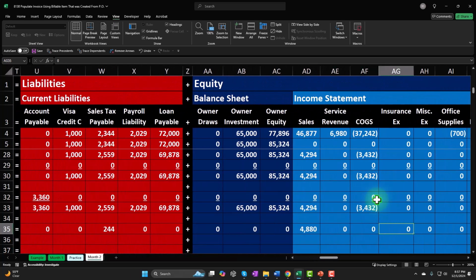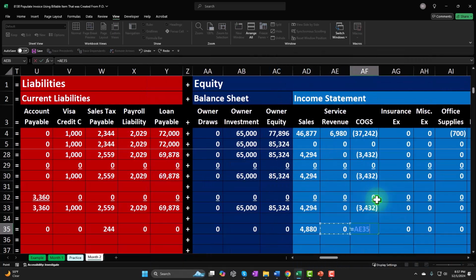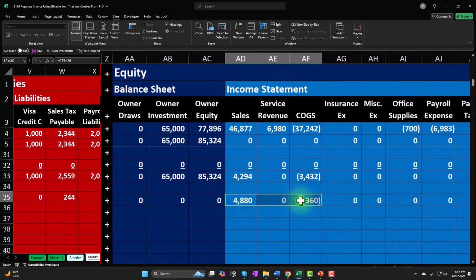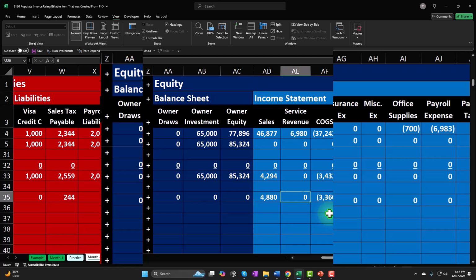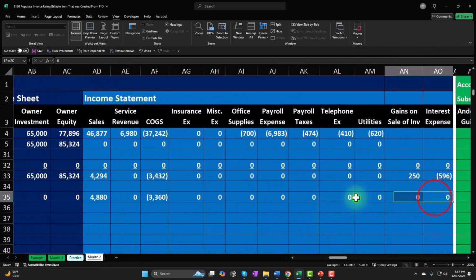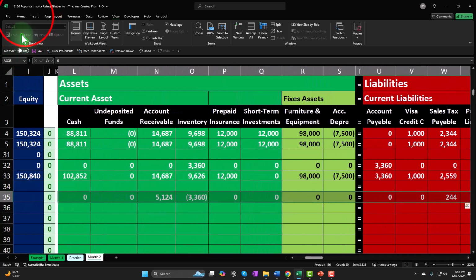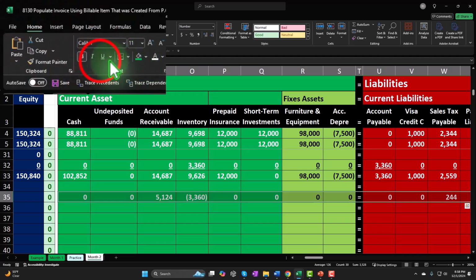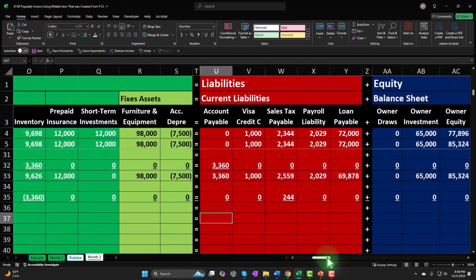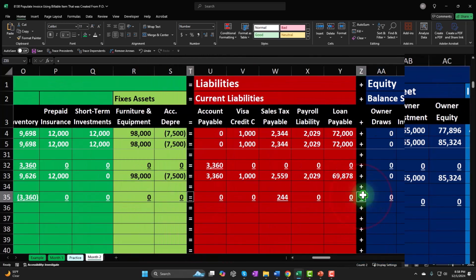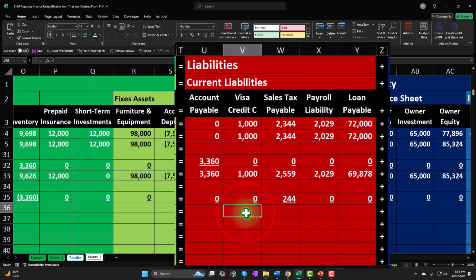All right, so then we're going to say in the cost of goods sold, also picking up that number. So that means the impact on net income is the sales price 4880 minus 3360 brings it up net income by 1520. Let's put some underline across the board. In Home tab, underline. And then I'm going to underline these two, because I don't like the underline on the signs. That doesn't look good.